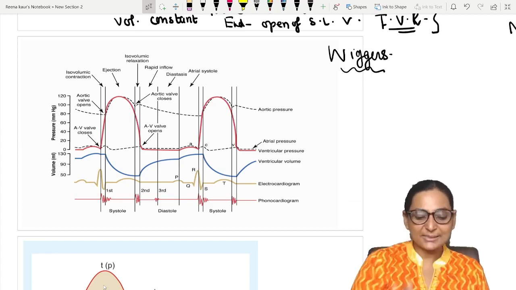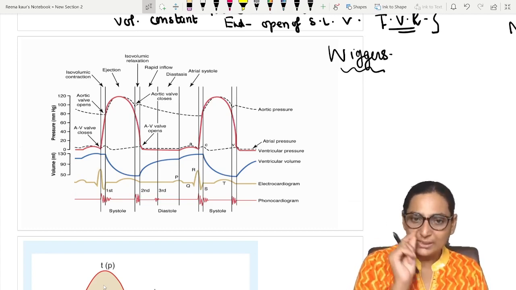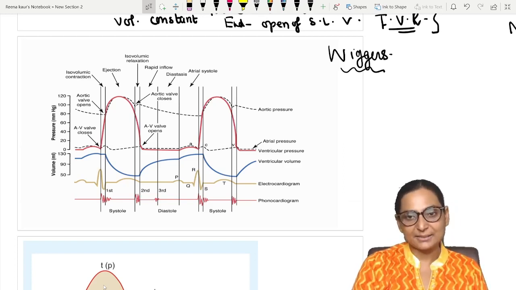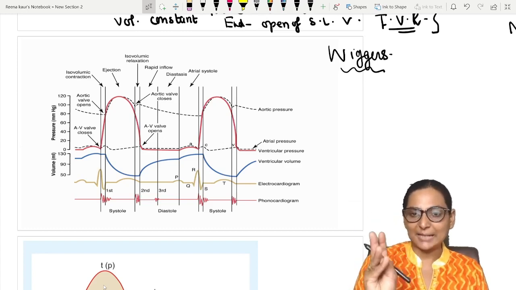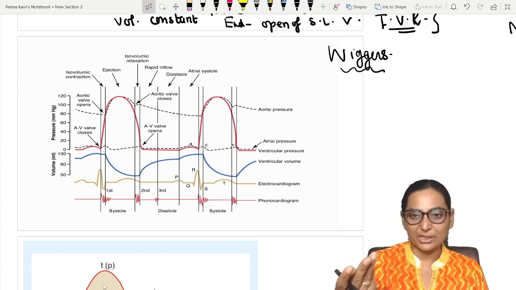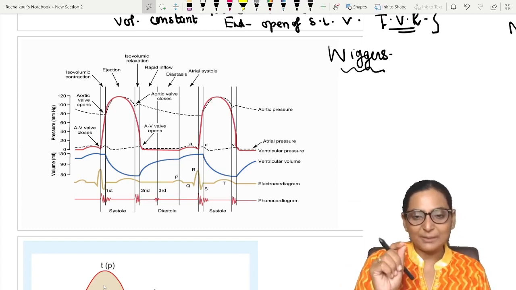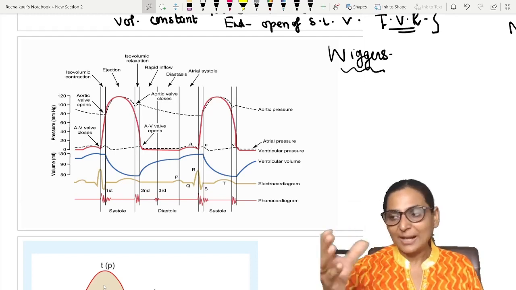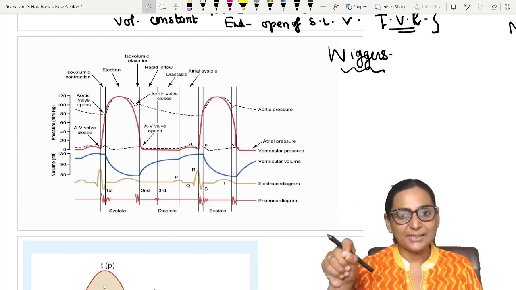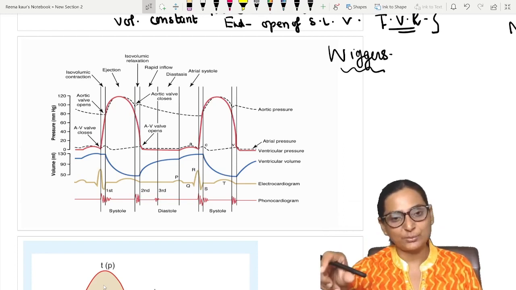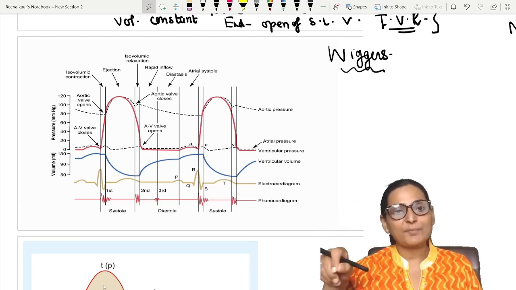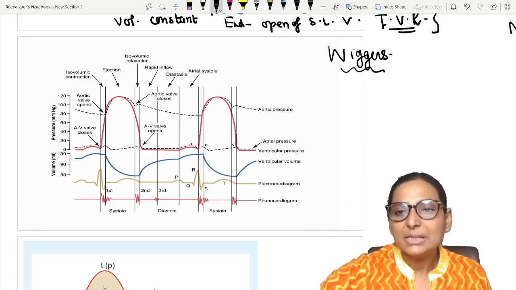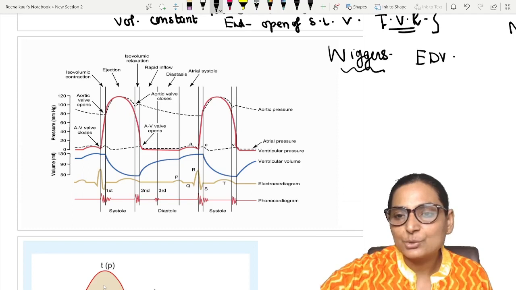So as soon as you see this complex diagram, you must remember it is the Wiggers diagram, which is reflecting the various events of the cardiac cycle, that is electrical events, mechanical events, and the pressure volume changes. Right? As I told you, end systolic volume, that is after the end of the systole, you are having a small amount of blood volume remaining in the ventricles, which we called end systolic volume. After filling of the ventricles, when the blood is coming from the atria to the ventricles and they get filled with blood, that volume is called end diastolic volume.